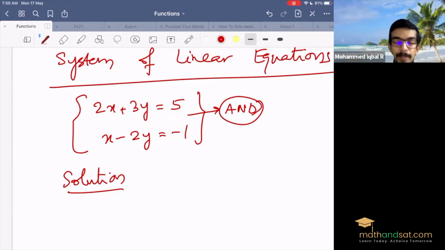Or if there are multiple points, the common points. Yeah, the point where the lines intersect. It's not intercept, it's intersect. The point where these two lines intersect, the common point. Because the common point will satisfy both equations.